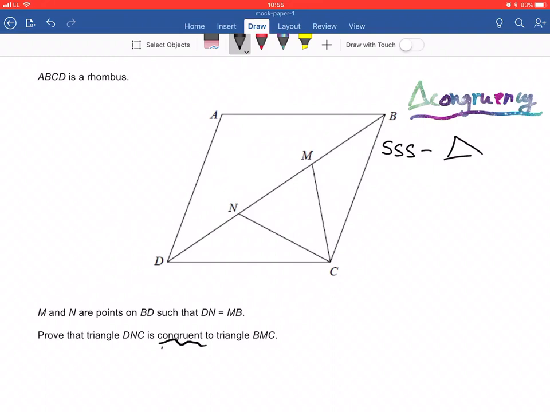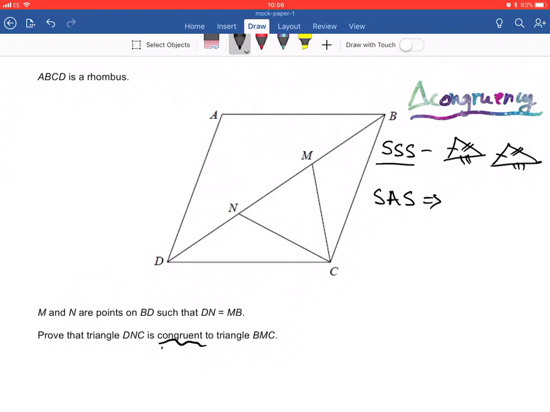What this means is, if I've got these two really ugly triangles here, if I can prove that this side is equal to that side, and that side is equal to that side, and that side is equal to that side, I've proven congruency through side, side, side. Right, that's one. The second one is side, angle, side.